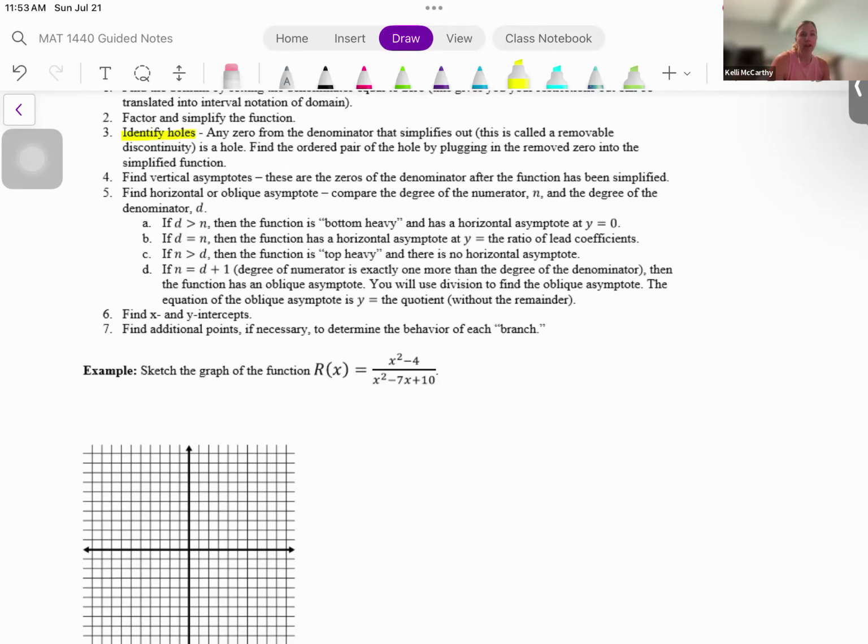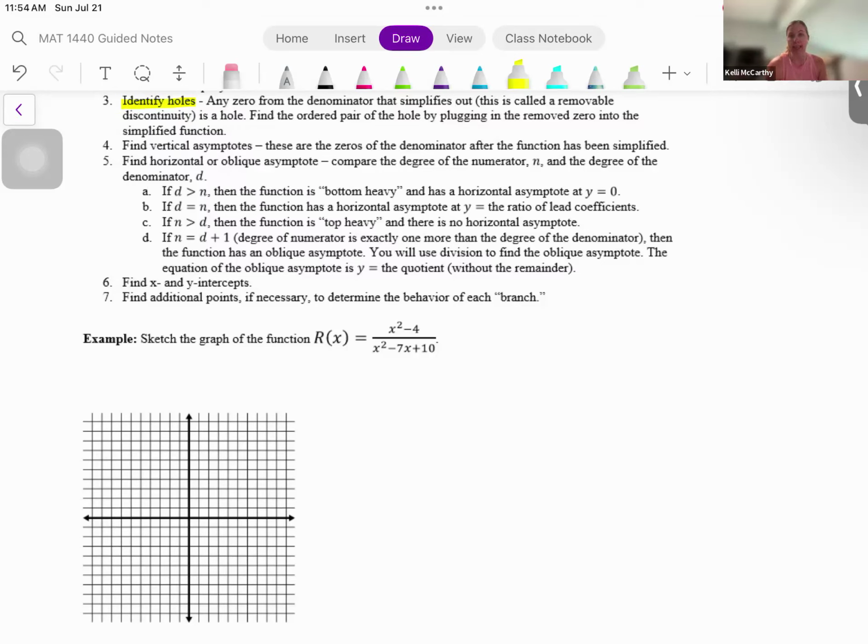To do this, we're comparing the degree of the numerator, we'll call this n, and the degree of the denominator, we'll call this d. If the degree of the denominator is greater than the degree of the numerator, so if d is greater than n, we call the function bottom heavy, and it's going to have a horizontal asymptote at y equals 0. If the degrees are equal, so if d is equal to n, then the function has a horizontal asymptote at y equals the ratio of your lead coefficients. So the lead coefficient of your numerator over the lead coefficient of your denominator.